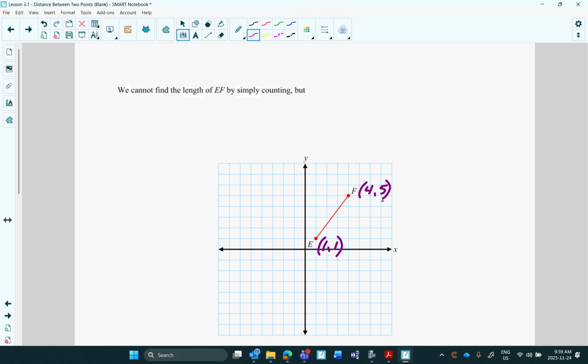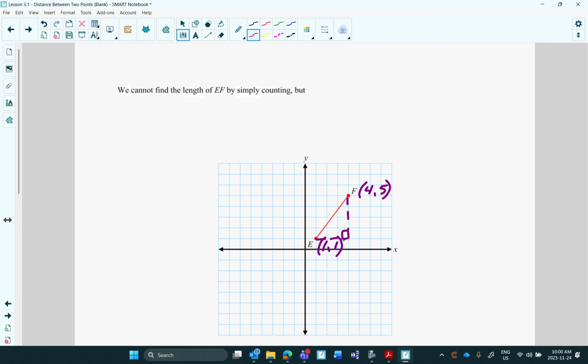You're right, but how do we find it? Nicole? Yes. Make it into a right triangle. Because we can find this length by counting, this length by counting, and then we can do what kind of math? Yes, Pythagoras, a squared plus b squared equals c squared.